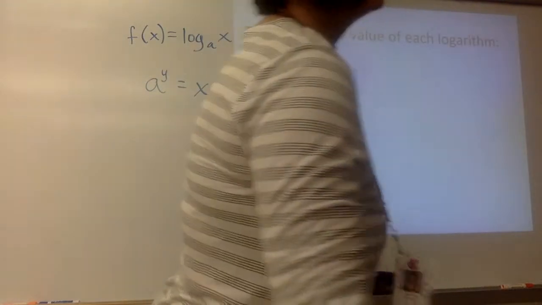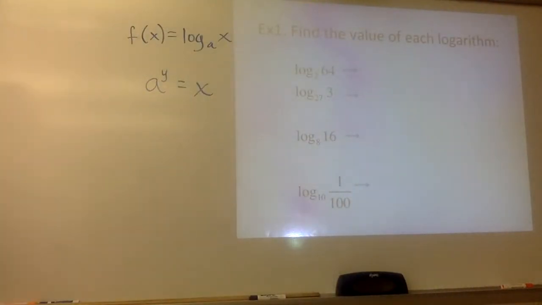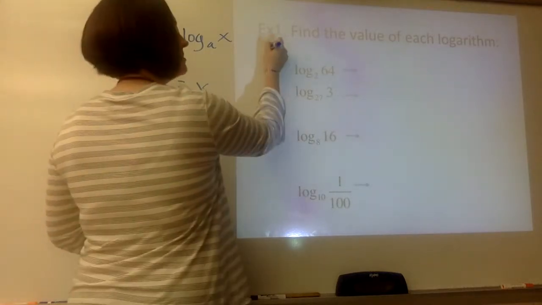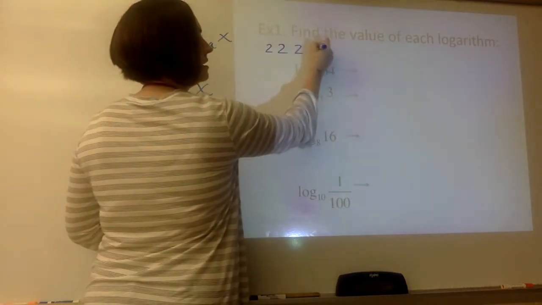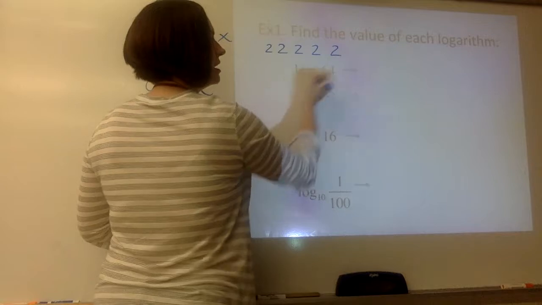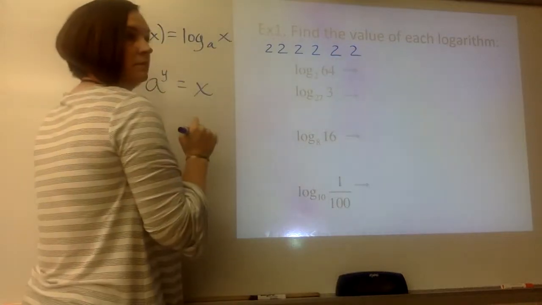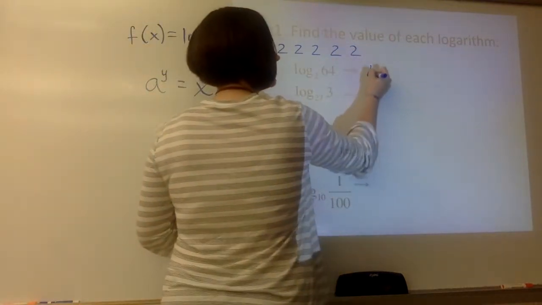So we can find the value of each logarithm. Tell me what 2 to what power gives me 64? Review from yesterday. It's not 32, correct? We know that 2 times 2 is 4, 8, 16, 32, 64. So that would be 6.